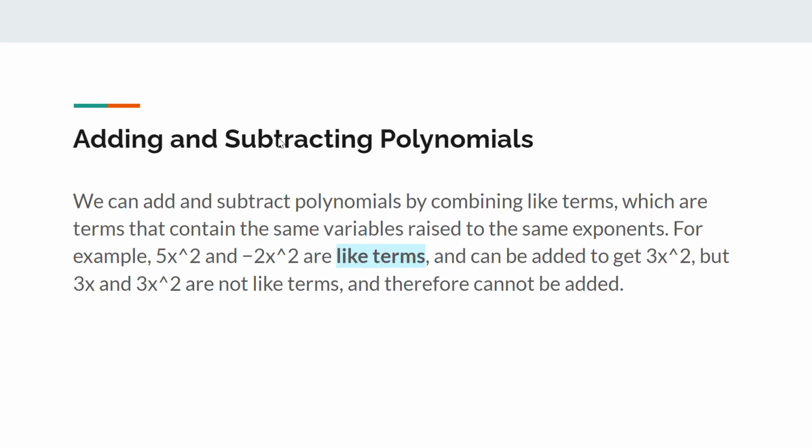Next, adding and subtracting polynomials. We can add and subtract polynomials by combining like terms, which are terms that contain the same variable raised to the same exponents. For example, 5x squared and negative 2x squared are like terms, and they can be added to get 3x squared. But 3x and 3x squared are not like terms, since it's like x and x squared, and therefore they cannot be added.